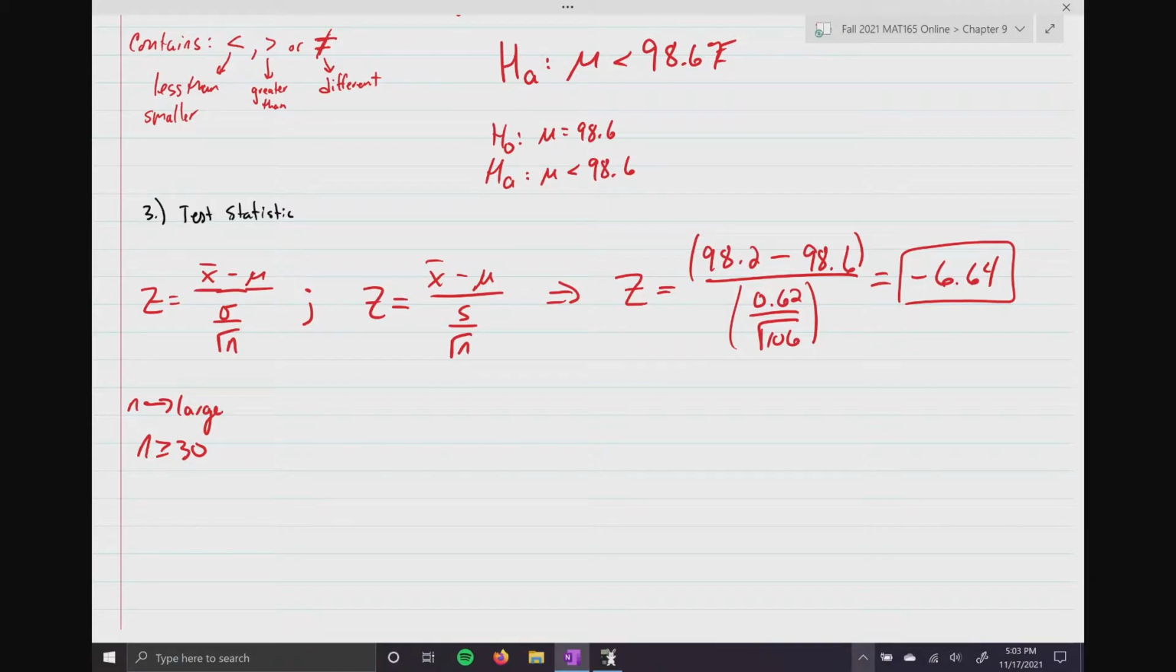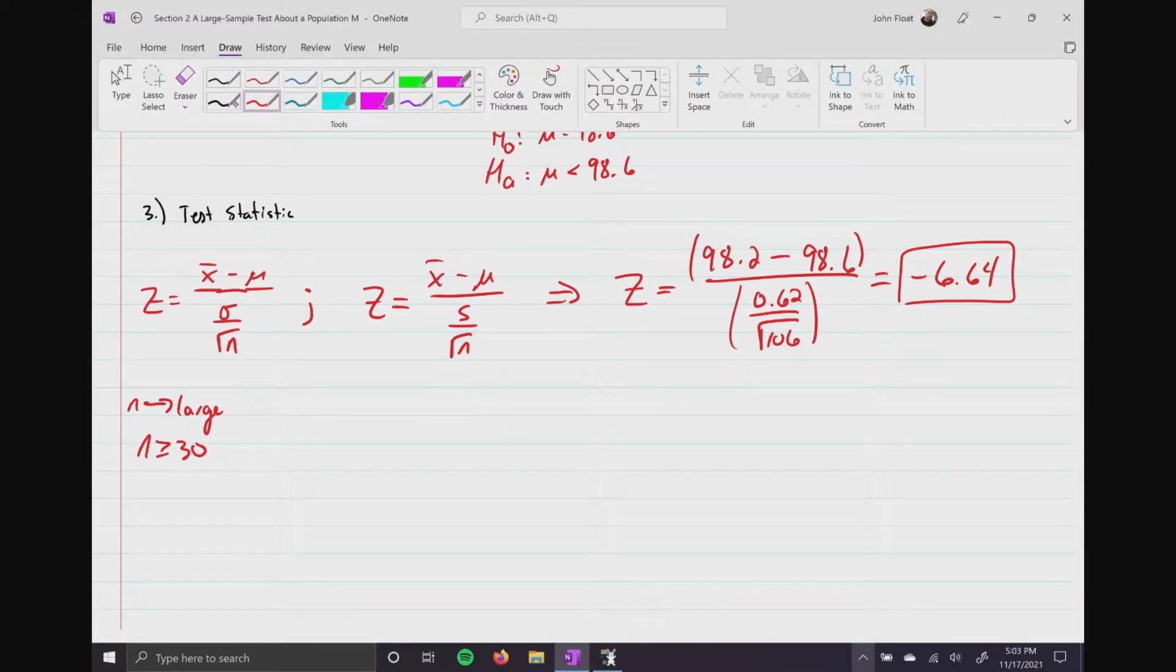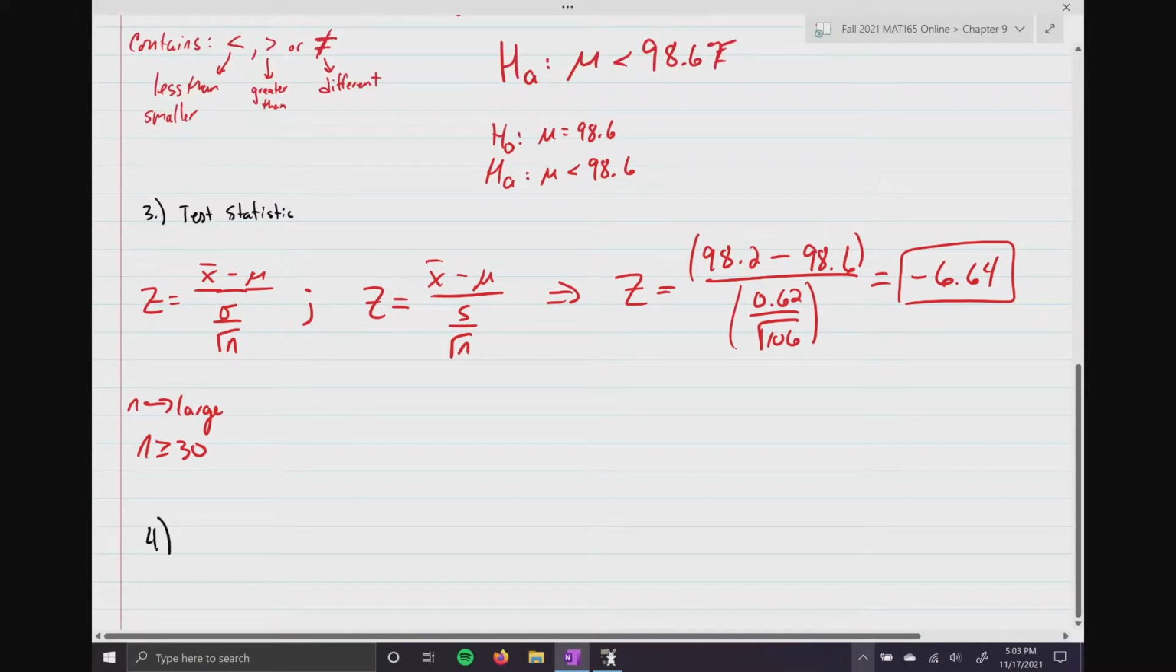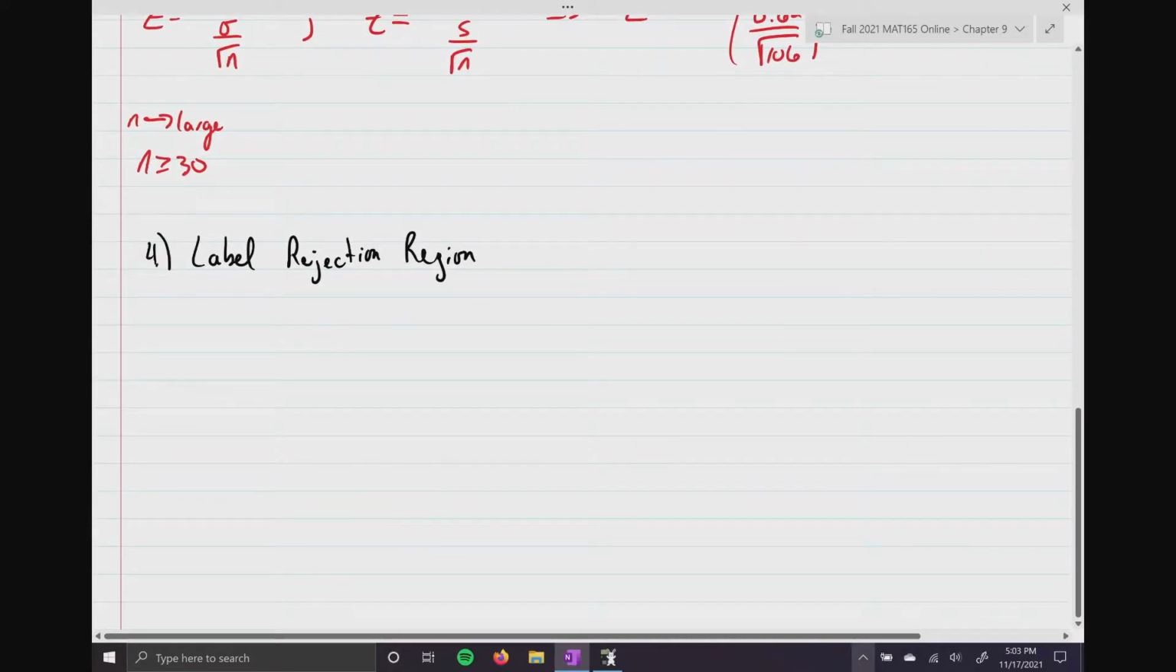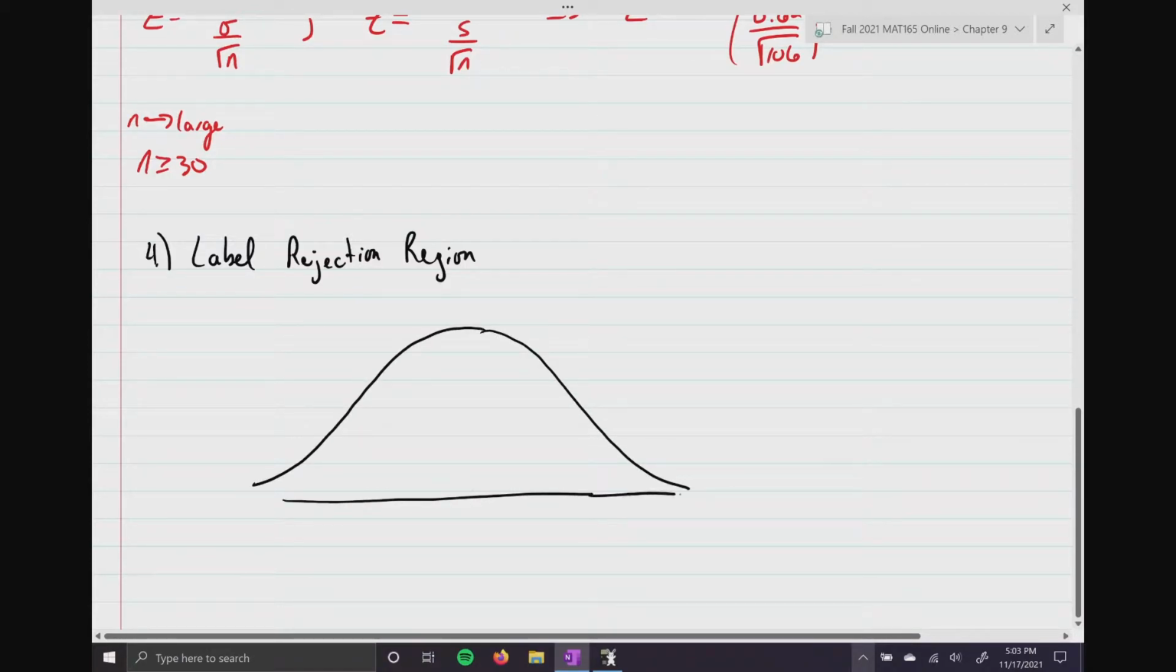Okay, now, what does this all mean? Well, that's where step 4 kicks in. So step 4, we're going to label our rejection region. Okay? So here's what we have. We have something that's normally distributed, okay? Because we know we have a large sample size. The central limit theorem tells us that the larger the sample size, it's going to approximate a normal distribution. So this is okay.